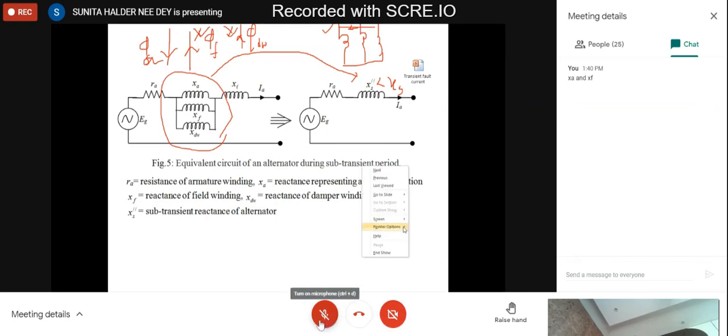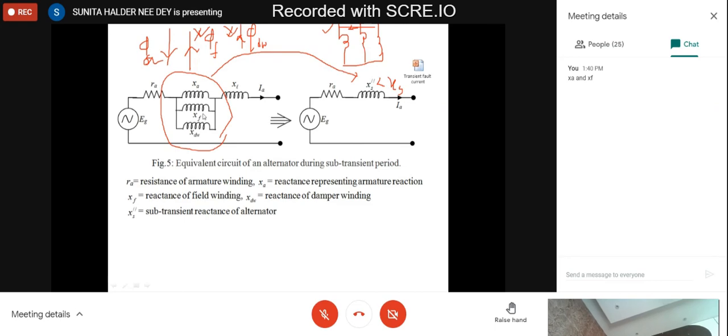That does not mean we have electrically connected the field winding in the armature circuit. This XF is the equivalent reactance which is responsible for decreasing the armature reactance due to the action of the field winding. Understood? Then should we not present them not in series but in the opposite direction, like the winding is in the opposite direction? Yes, XF and XF. Should we put it as a negative reactance, like that?